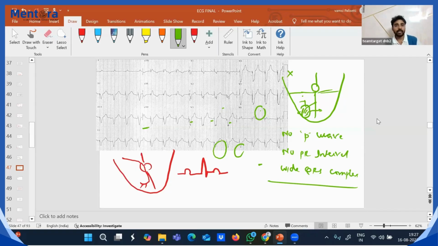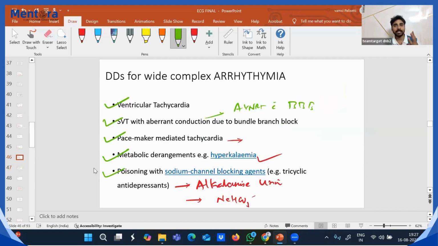So whenever you see a wide complex tachyarrhythmia, you have to remember three things. One is hyperkalemia ruled out. Another thing is you rule out TCA poisoning. The three things examiners are going to ask, very important: ventricular tachycardia, SVT with aberrance, and pacemaker mediated tachycardia.